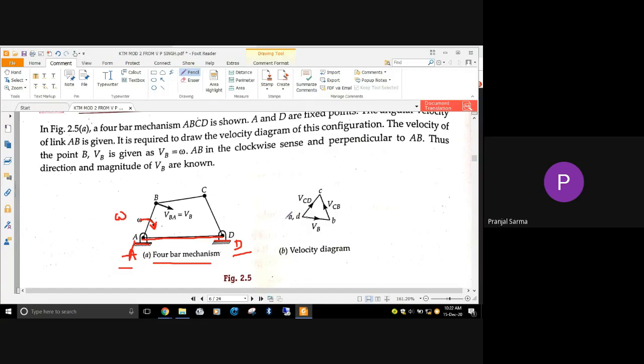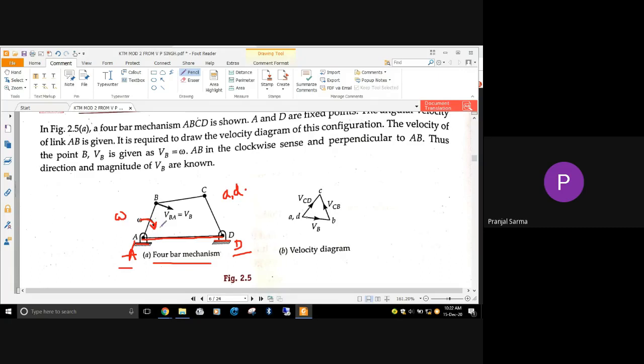So in this particular case, while starting, you take any point. Suppose this is A, and A and D become the same point. Suppose you start from here, and this is the point we have located. Now, what do we know? What knowledge do we have?